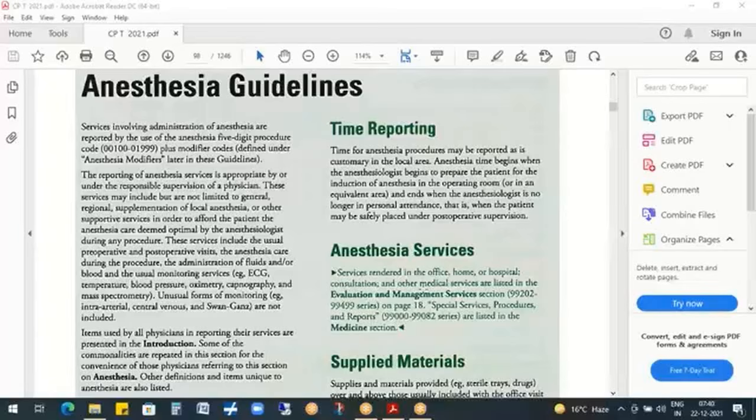Who will use anesthesia codes? Next point. Included services in anesthesia. Next one.